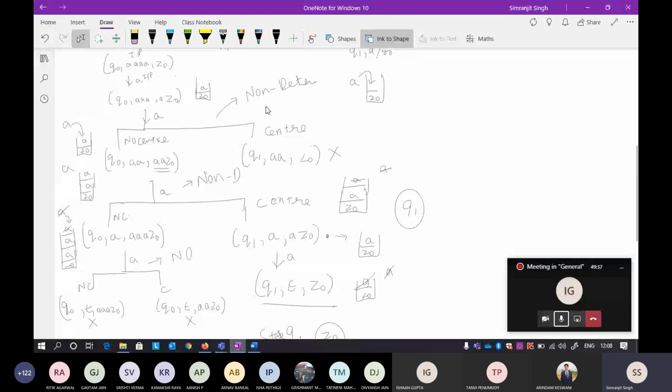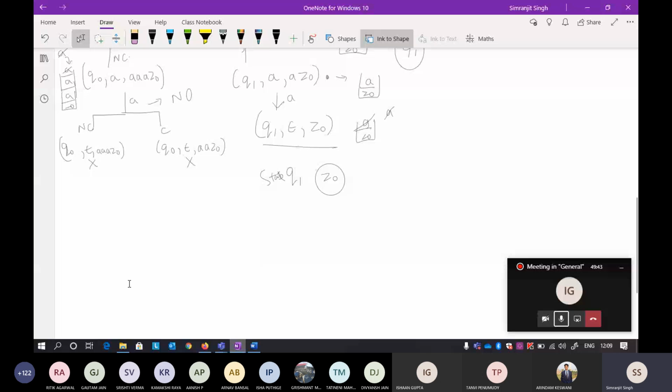Keep in mind, this is a very important thing. When I use a PDA, it actually means a DPDA. Whenever a PDA is written, it means a deterministic PDA. They will not write it differently. A PDA or a DPDA is one and the same thing. But for non-determinism, they will always give you an NPDA. Keep in mind these two things.